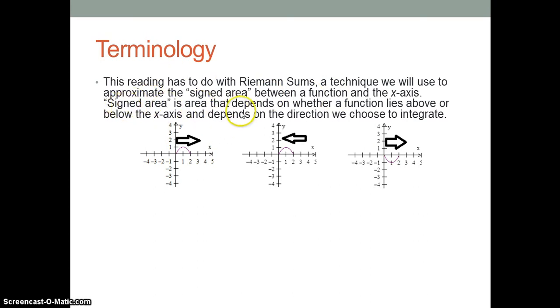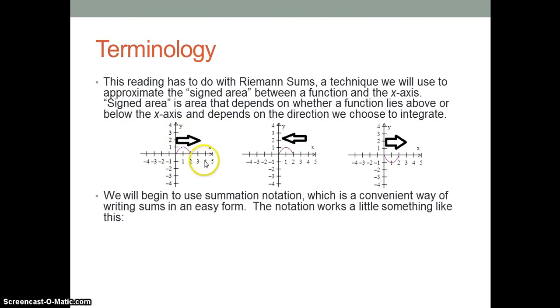Signed area, if you'll remember, is area that depends on whether a function lies above or below the x-axis and depends on the direction we choose to integrate. So just a quick little summary. If we go forwards and our function is above the axis, we're going to get positive signed area. If we move backwards and our function is above the x-axis, then we're going to get negative signed area. Move forwards on our x-axis and our function is below, we're going to get a negative signed area. And then if we move backwards and below, then it's like a double negative, and we will get positive signed area. So always pay attention to what your upper limit and your lower limit is.